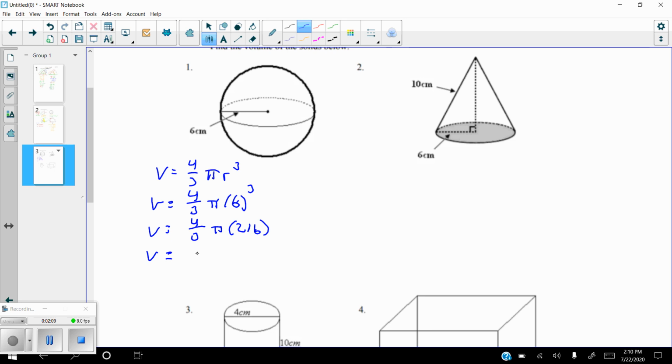Well, 4 times 72 is the same thing as 2 times 72 doubled. 2 times 72 is 144. Doubling that is 288. So that's 288 pi. And because this is volume, the units are now cubed, so it's cubic centimeters or centimeters cubed.